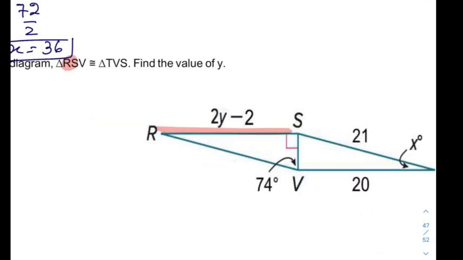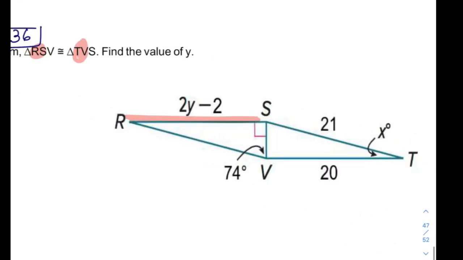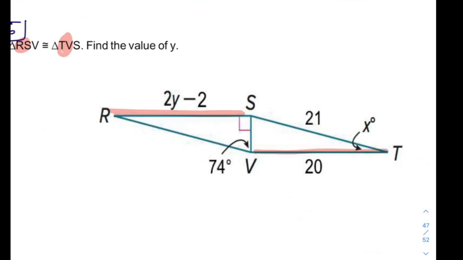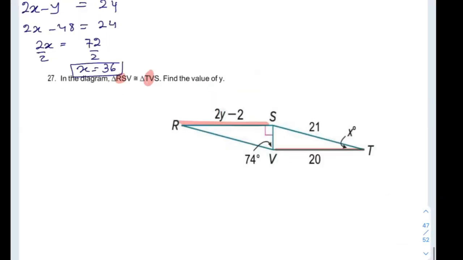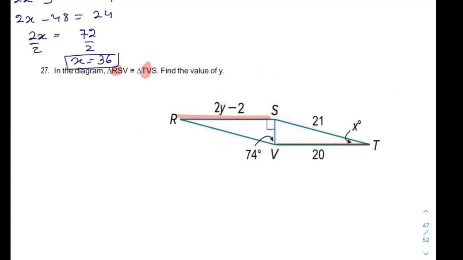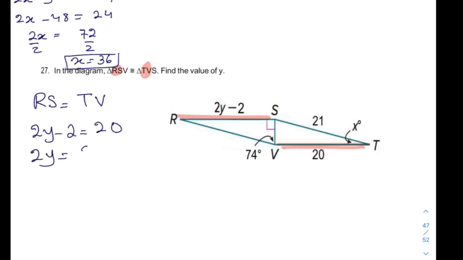RS is congruent to TV. Where's TV? This is TV, 20. So in order, there's no need to rotate and check which one is congruent to it. Just use the congruence statement properly. So we have RS equal to TV. We will replace: 2y is 22, so y is 11.